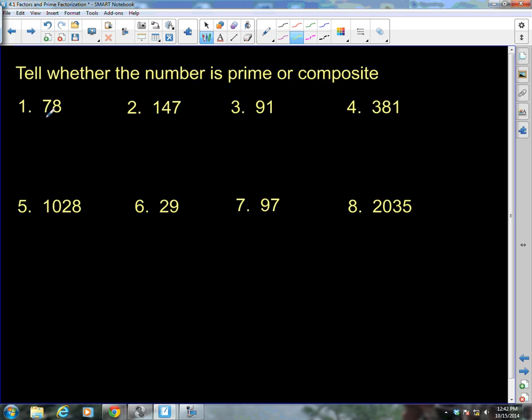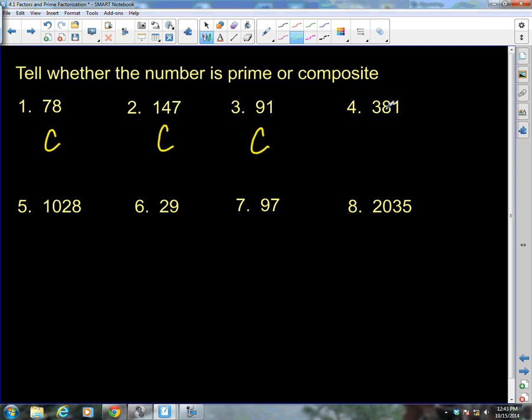Moving on. Tell whether the number is prime or composite. Well, this one has to be composite because it's an even number. So I know 2 goes into it. 147. Let's add the numbers together. 4 plus 1 is 5. 5 plus 7 is 12. 12 is divisible by 3, so this is divisible by 3. It's composite. 91. I believe 7 is one of those weird numbers you just have to try. 7 goes into 9 one time, remainder 2. 7 goes into 21 3 times. So 7 goes into that, so it is composite.